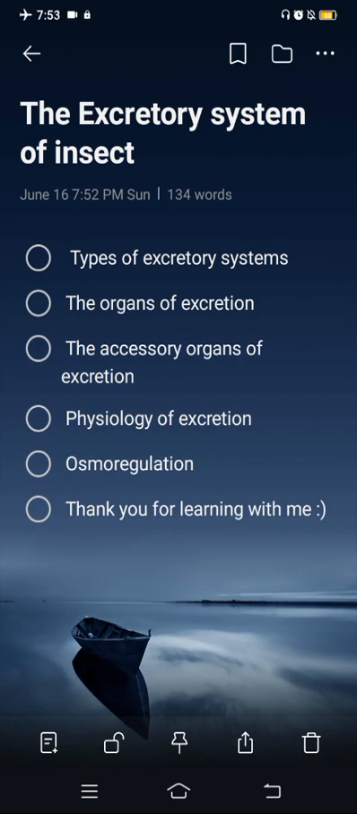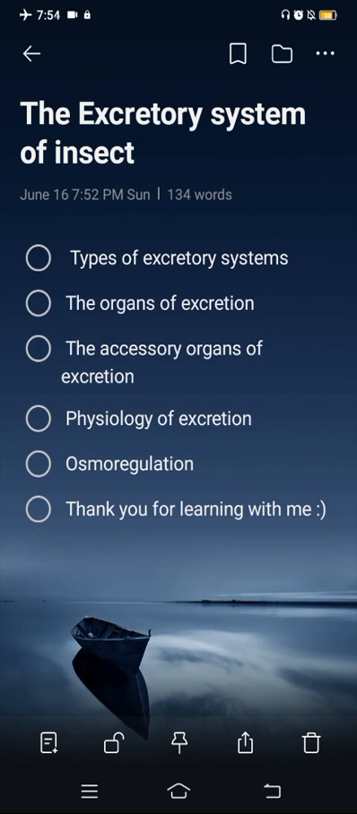Hello everyone, this video is about the excretory system of insects. The excretory system in insects is morphologically intimately associated with the organs of digestion. It is well adapted for elimination of various excess and toxic, mostly nitrogenous waste products of metabolism, and for efficient maintenance of a constant level of salts, water and osmotic pressure of the hemolymph.